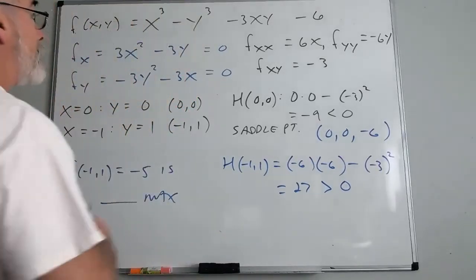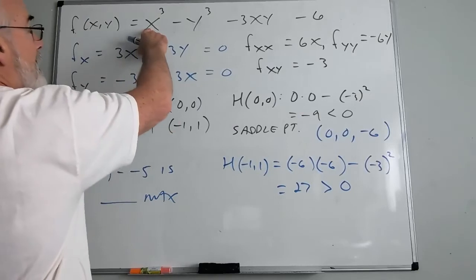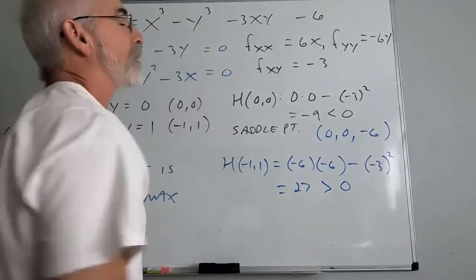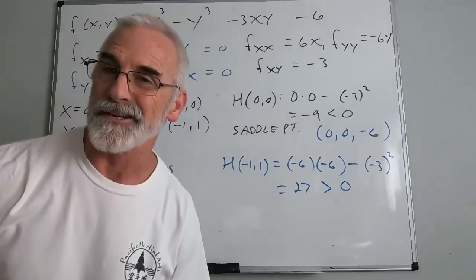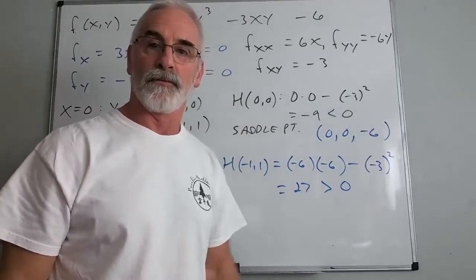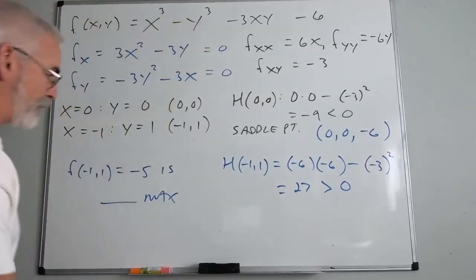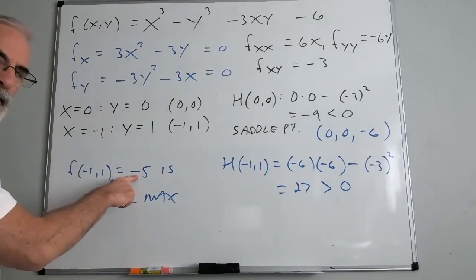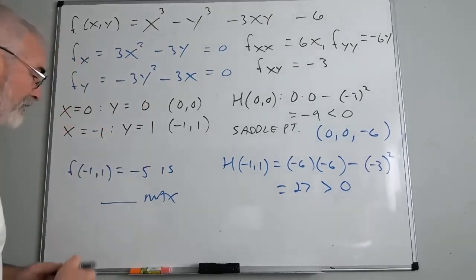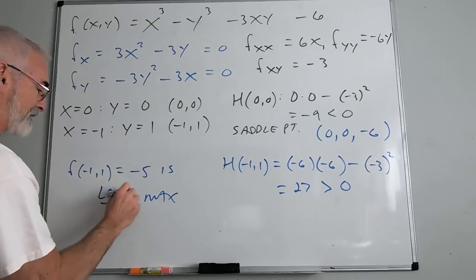Look at the function. If x grows without bound positively and at the same time y grows without bound negatively, then both of these are approaching positive infinity. So I'm pretty sure that -5 is not the highest point it ever reaches if it's approaching positive infinity. So this is definitely a local max.